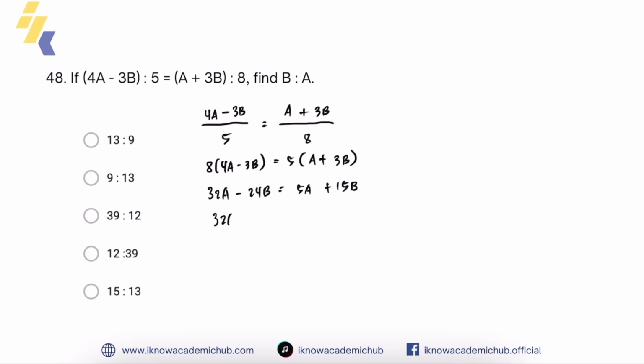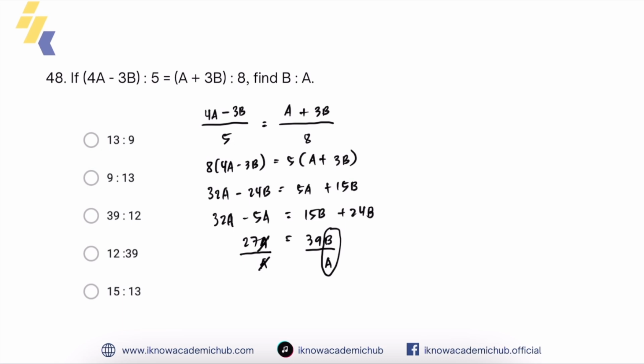So 32a minus 5a equals 15b plus 24b. So 32 minus 5 is 27a, 15 plus 24 is 39b, and we are looking for b over a. So we have to divide both sides by a. Thus, we cancel a here and we have b over a on the right side.